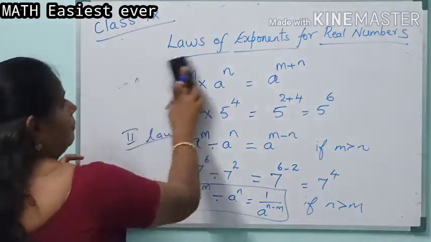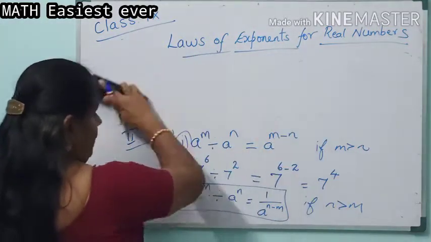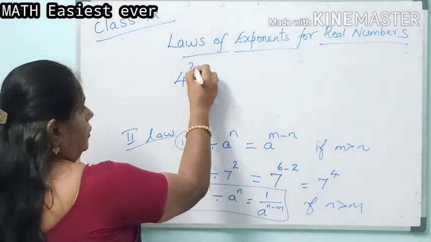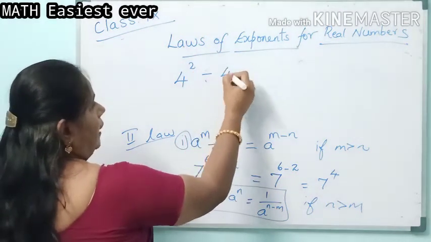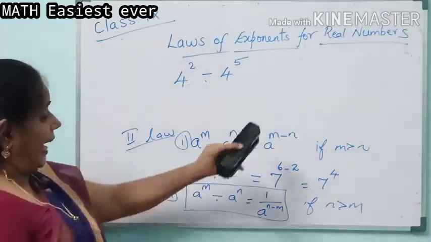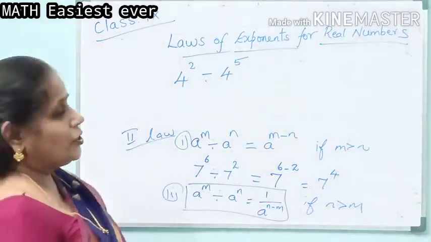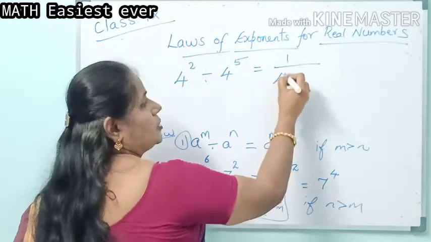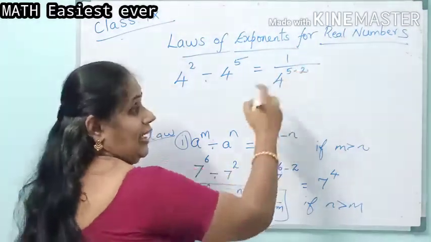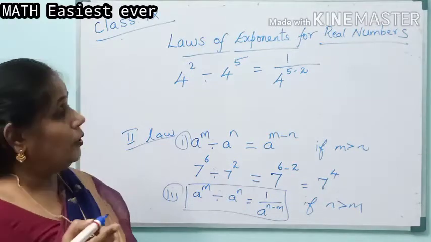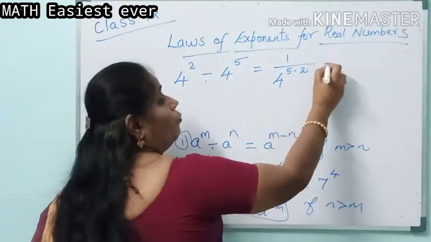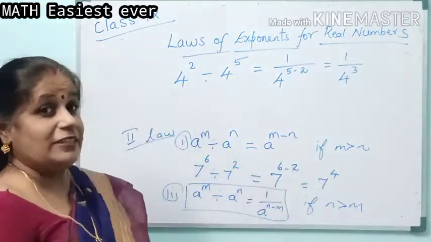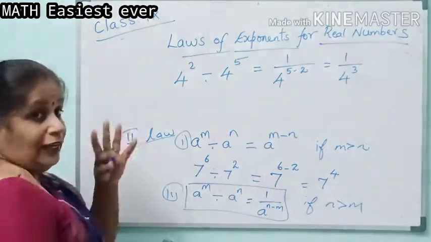Let's have an example for that. 4 raised to 2 divided by 4 raised to 5. Here n is greater than m. So your answer will be 1 by 4 raised to 5 minus 2, because n is 5 and m is 2. So your answer will be 1 by 4 raised to 3. Hope you remember. This is all 7th standard portion. You should remember. I am recalling this.